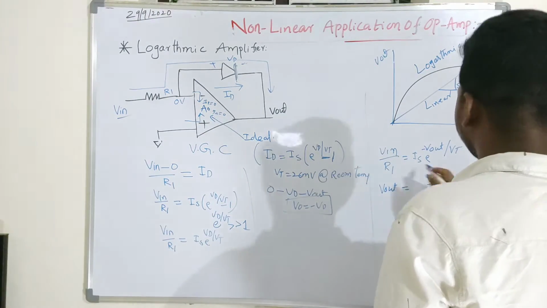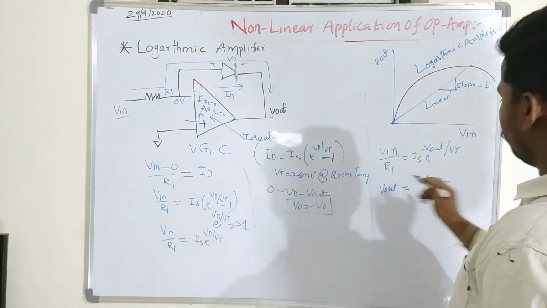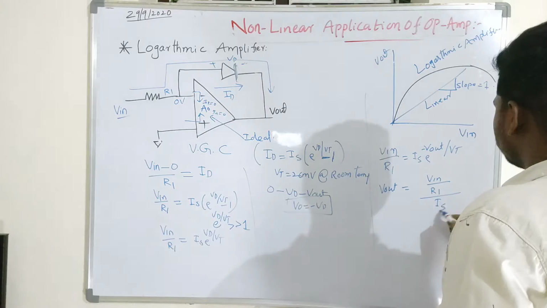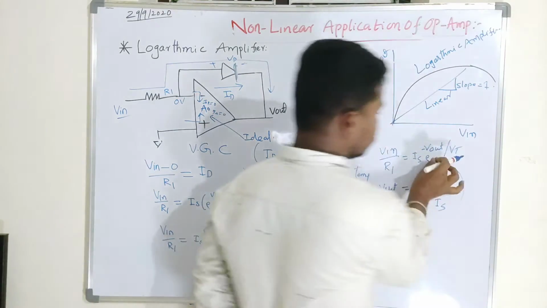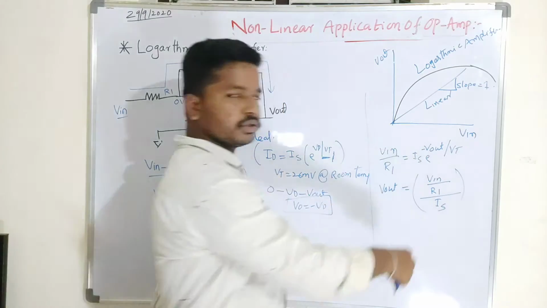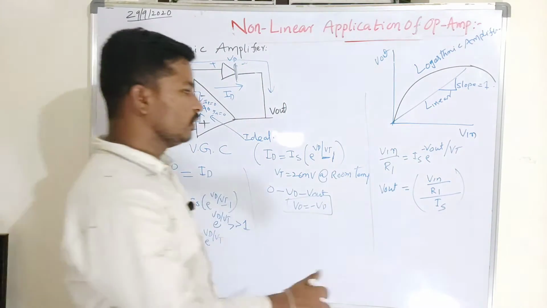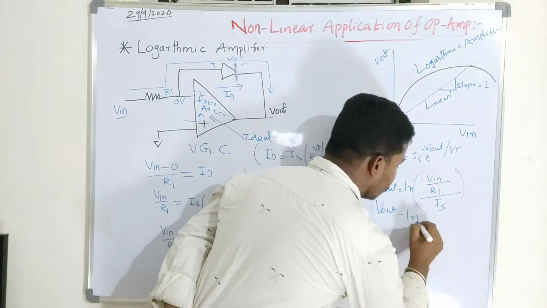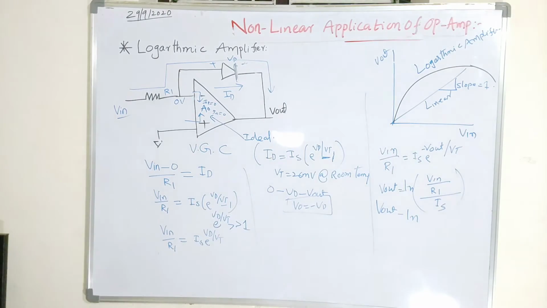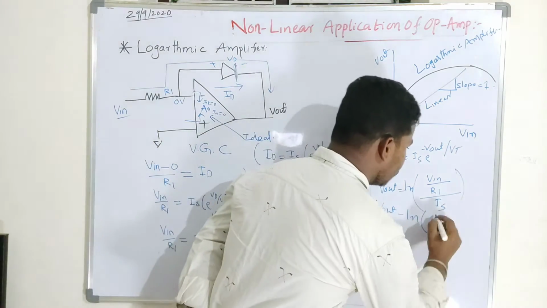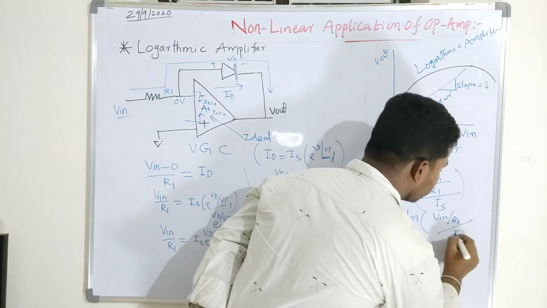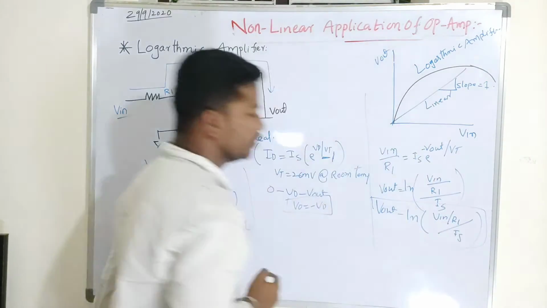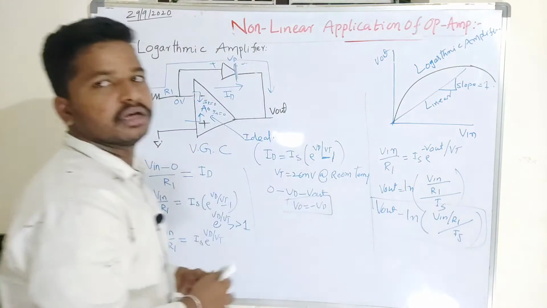V input by R1, divided by Is. So if I have an exponential term here and I take it to this side, it becomes ln, logarithmic. So V output will be ln of V input by R input Is. So this is the relationship between the input and output of a logarithmic amplifier.